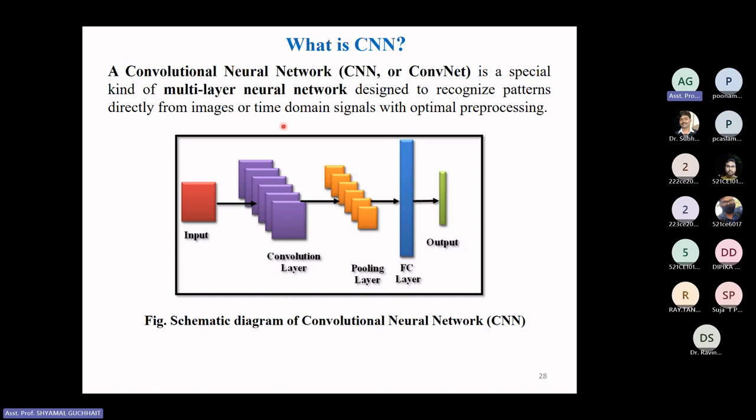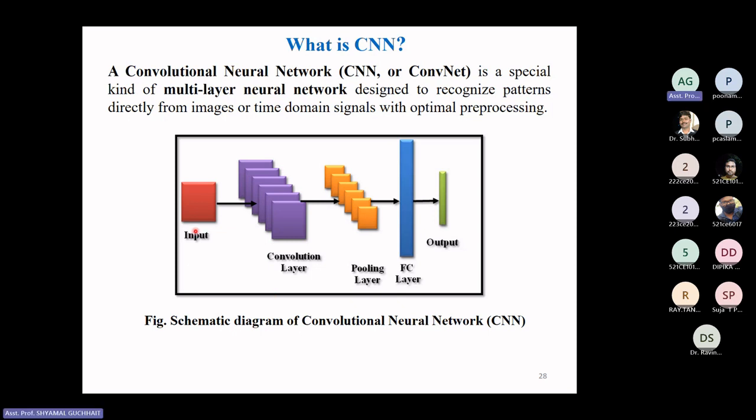In that previous figure also we have seen that in that actual structure some sensors have been placed, such as accelerometers. So from those sensors we can collect the data, acceleration data or the displacement data. So it is designed to recognize the pattern directly from the images or time domain data with minimal pre-processing. Very minimal pre-processing is required for convolution neural network.